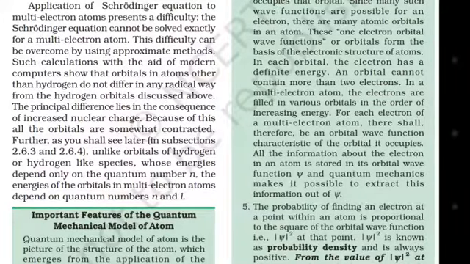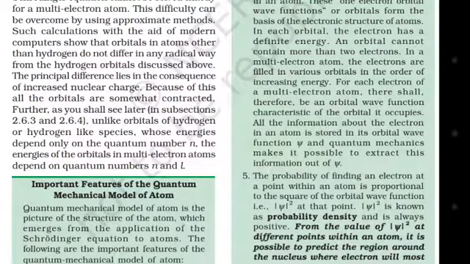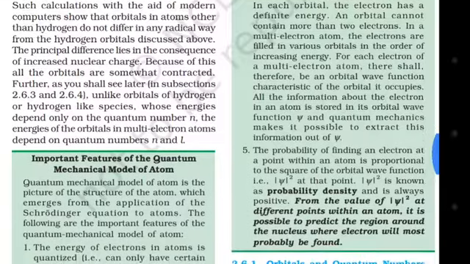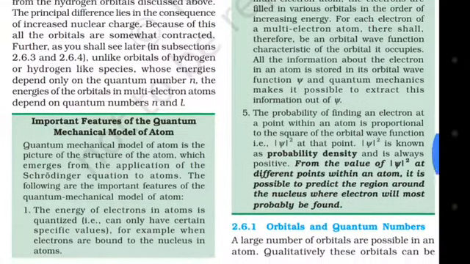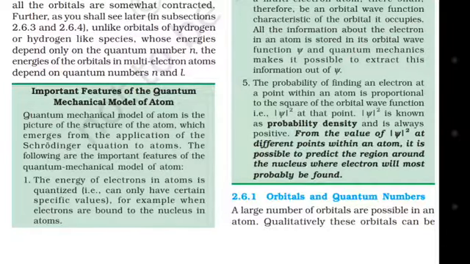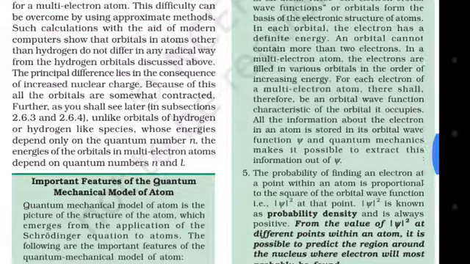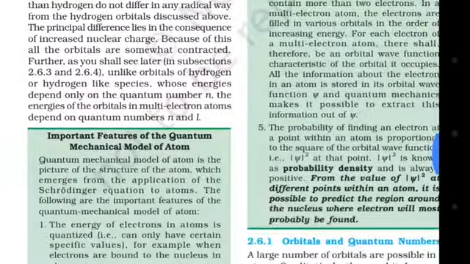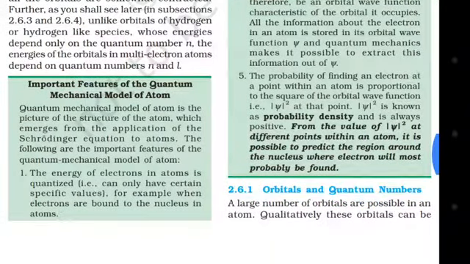Such calculations with the aid of modern computers show that orbitals in atoms other than hydrogen do not differ in any radical way from the hydrogen orbitals discussed above. The principal difference lies in the consequence of increased nuclear charge. Because of this, all the orbitals are somewhat contracted. Further, you shall see later in subsections 2.6.3 and 2.6.4, unlike orbitals of hydrogen or hydrogen-like species, whose energies depend only on the quantum number n, the energies of the orbitals in multi-electron atoms depend on quantum numbers n and l. Okay. Now, important features of the quantum mechanical model of atom.